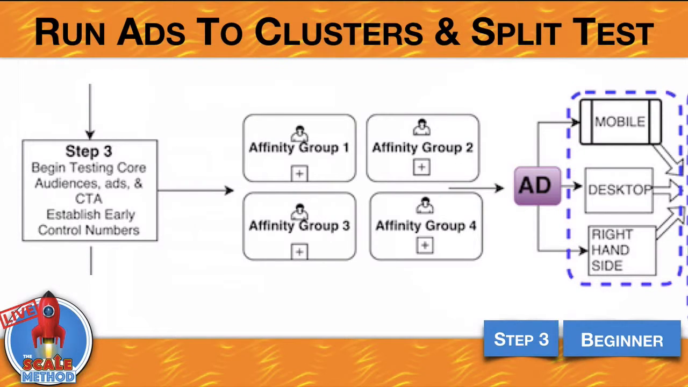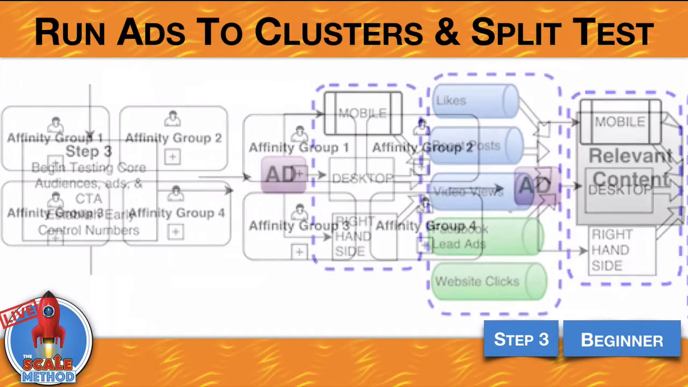And it could be to a blog, it could be just to a video or a post. I'll demonstrate that in a moment. But anything that you see that's dotted in a blue line, we're going to test with just content. How can we get highly relevant content? And we're going to test this with mobile, desktop, or right-hand side.